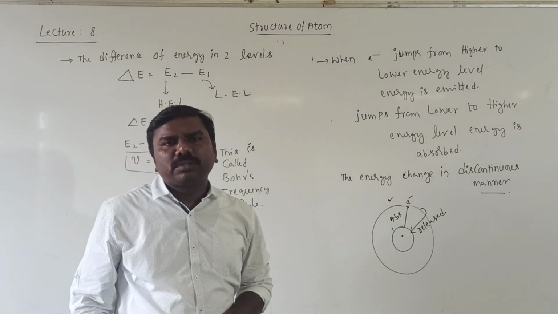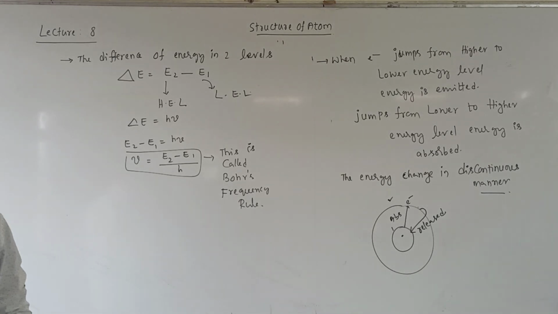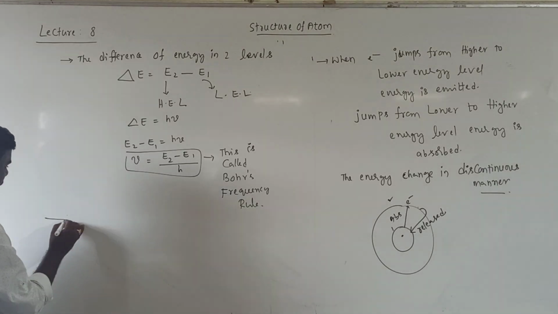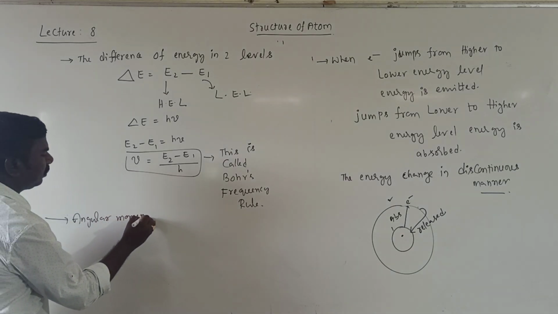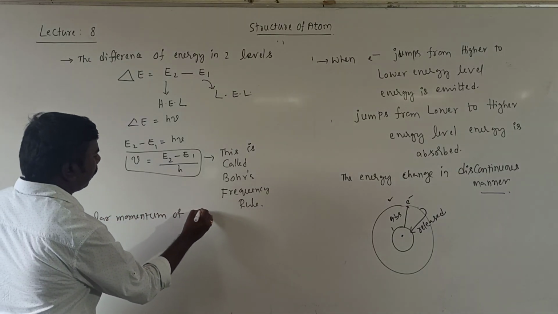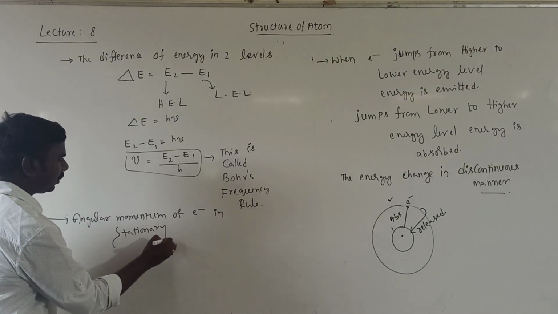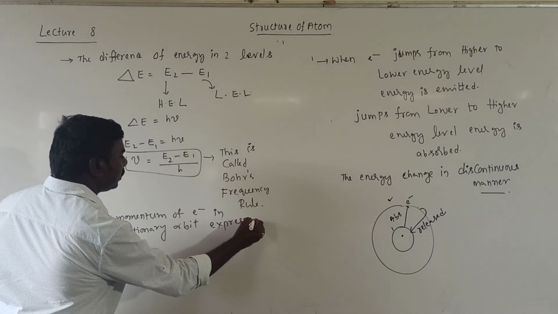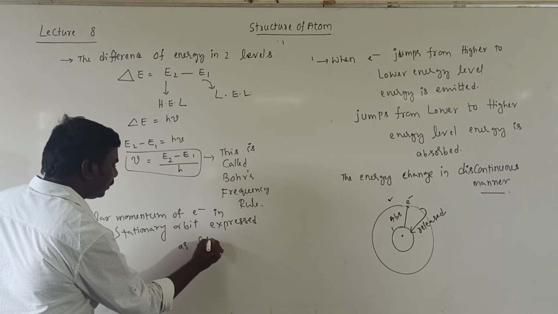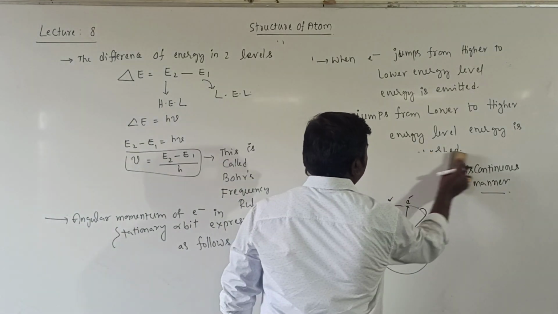Okay. Next one: the angular momentum of an electron in a stationary orbit can be expressed as follows.